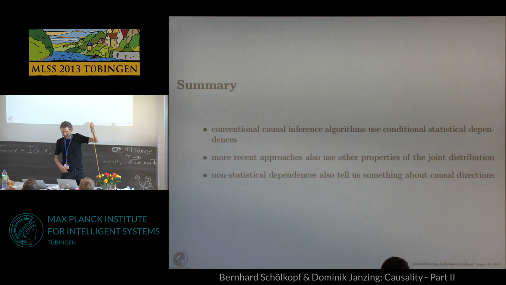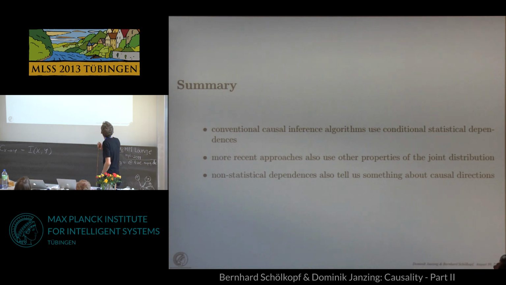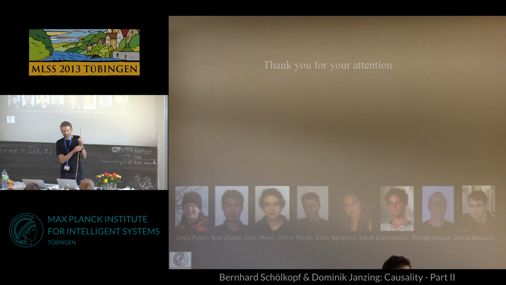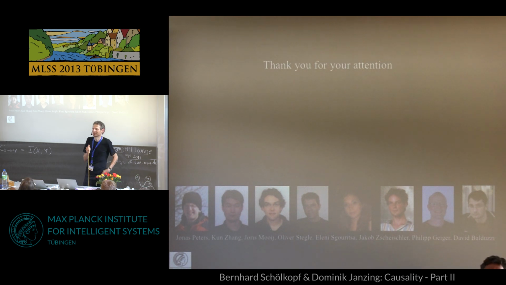Maybe just the summary. Conventional causal inference algorithms use conditional statistical dependencies. More recent approaches also use other properties of the joint distribution. And that's the last one, that non-statistical dependencies also tell us something about causal directions. Yeah, this is just selection within Markov equivalence classes just to compare the different approaches. This is our team. Thanks for your attention.